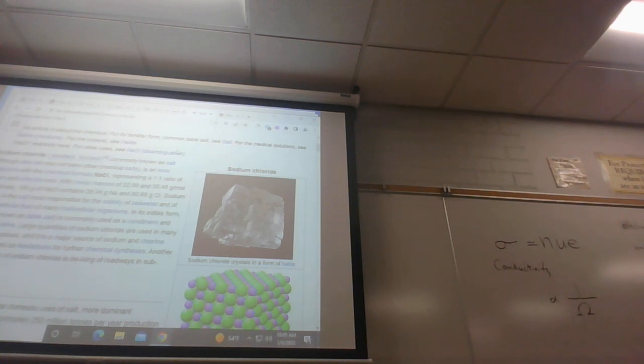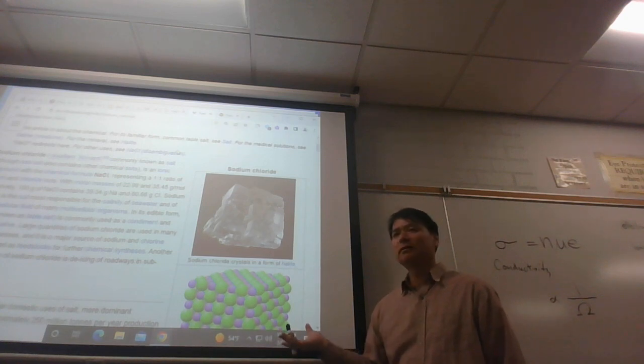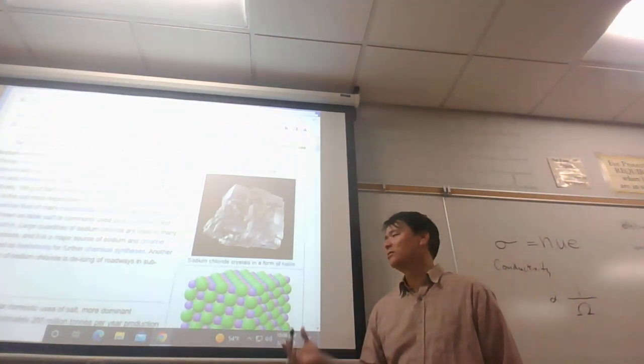Copper is usually the standard for electrical conductivity. Copper has excellent electrical conductivity. So if something conducts as well as copper, you say it has good metallic conductivity. You could have salt solutions that conduct just as well as copper metal, like aqueous sodium chloride, which conducts very well because it's pretty soluble: 360 grams dissolve in 1,000 grams of water.